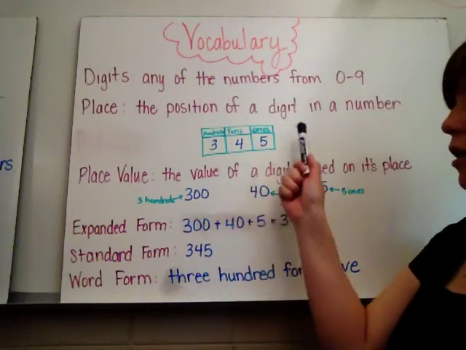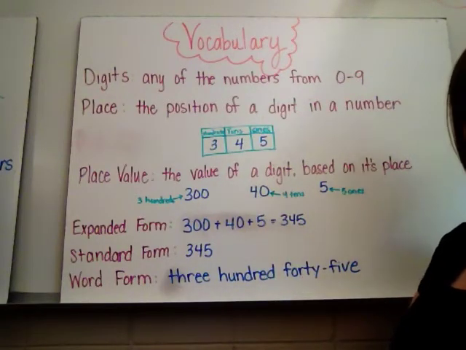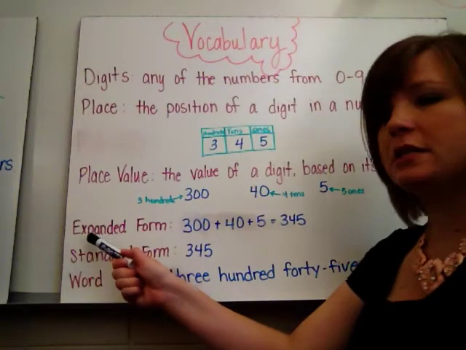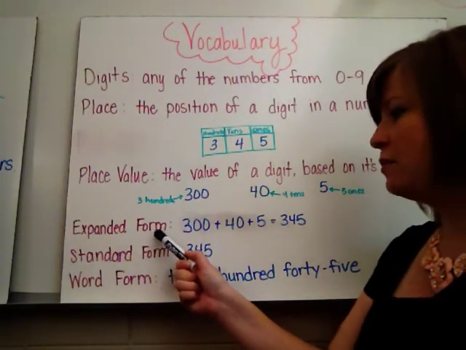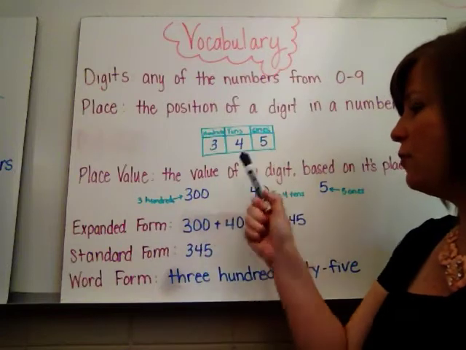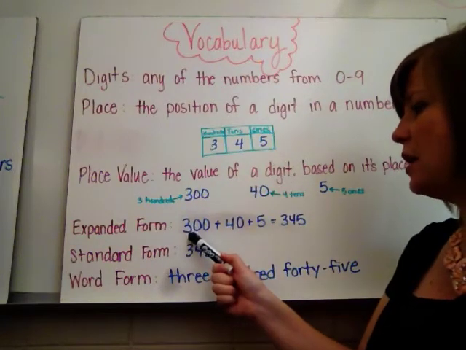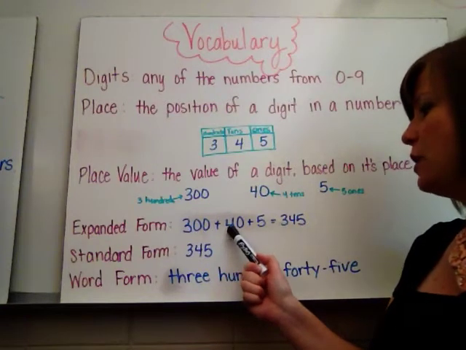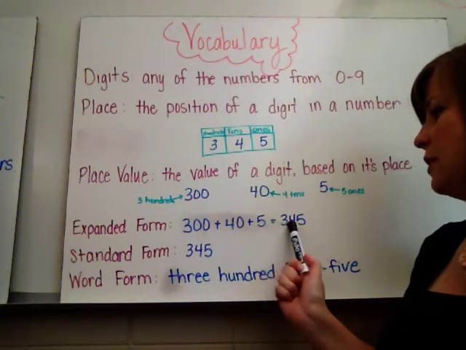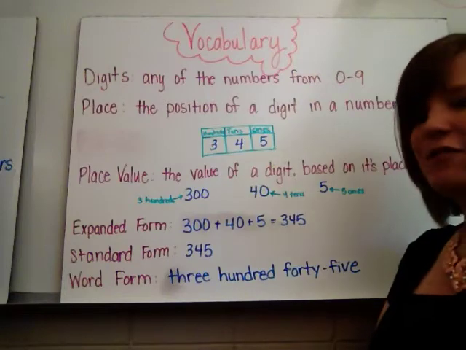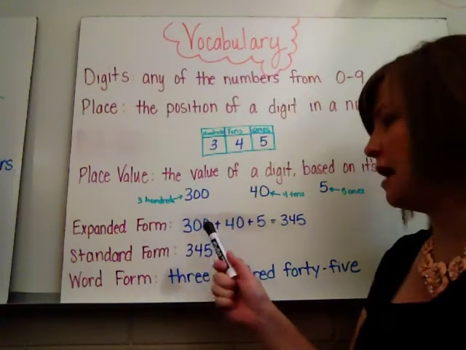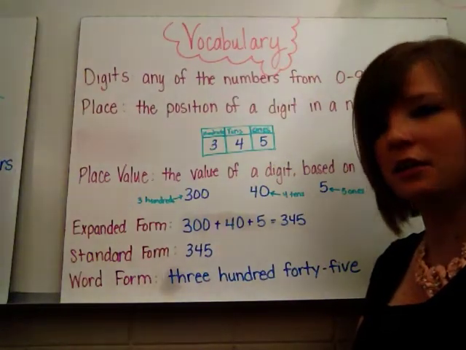I would like you to write down all of these examples too. That'll help you later. Our next word is expanded form, and that's when we take our 345 and expand it this way. So 345 is the same as 300 plus 40 plus 5, and that's the same as 345. You don't have to write a definition for that, just write this example down, because I think that is easier.